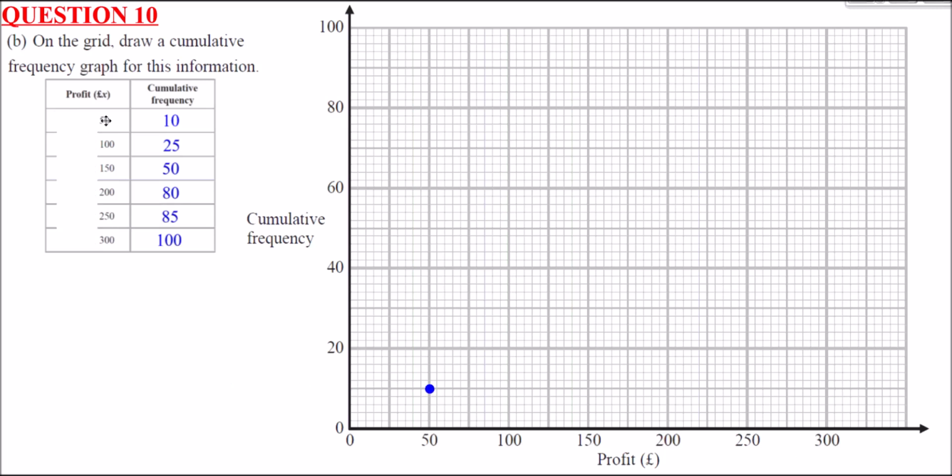So the first one, along to 50, up to 10, then along to 100, up to 25, 150, up to 50, which is going to be here, then 200 along, 80 up, which is this one here, 250 and 85, and the last one along to 300 and up to 100, like so.